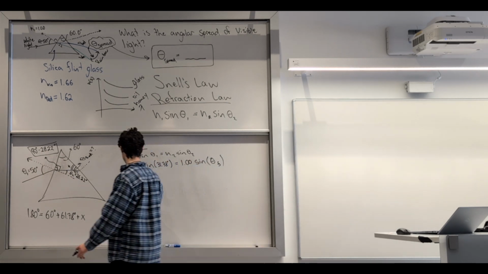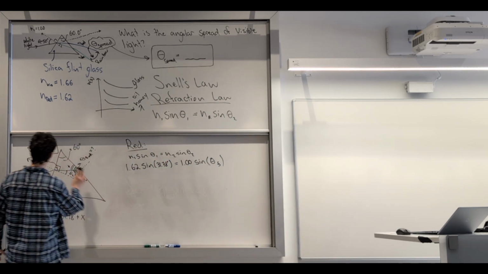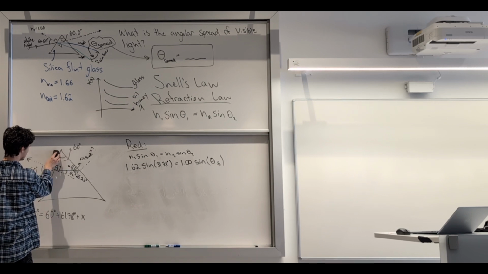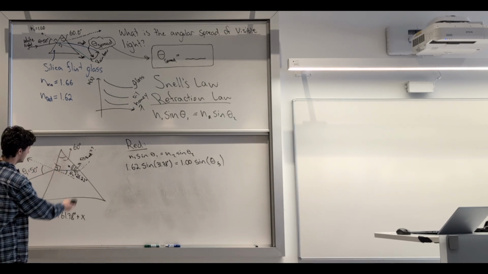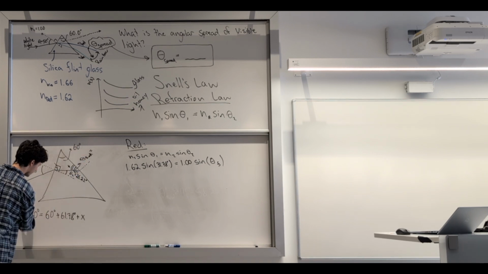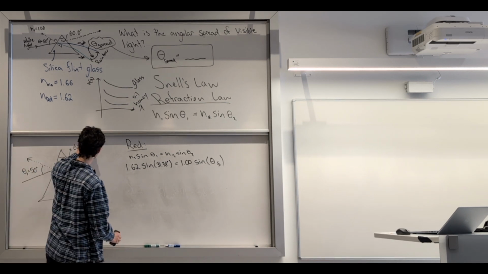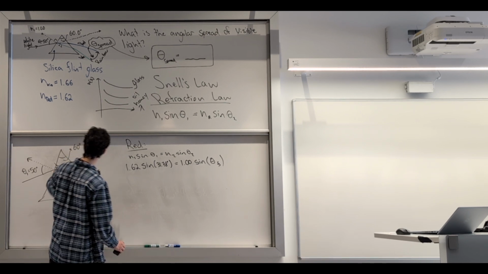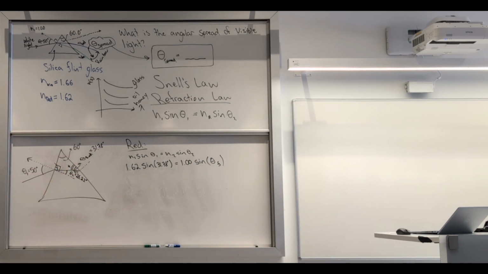Here, erase this. I'll also erase this, even though maybe I didn't need to. Okay, I won't erase that. I'll keep that there. And I'll erase this. And I'll just do 31.78 degrees. So this picture is just talking about the red light ray.